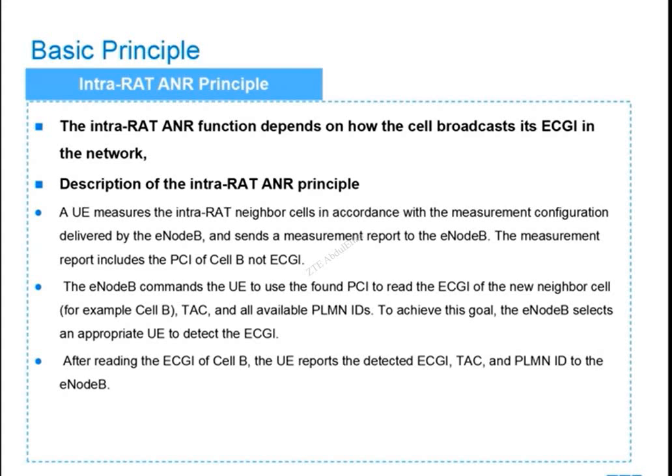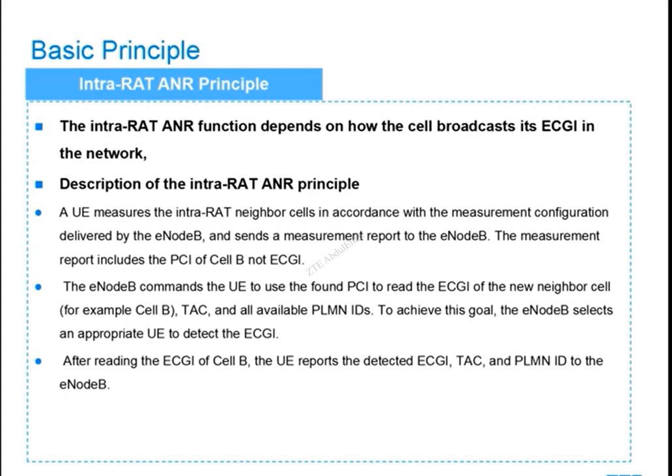After reading the ECGI of cell B, the UE will report the detected ECGI, the detected TAC, and the PLMN ID to the eNode B. Usually, the eNode B does not add the neighbor cell directly after the UE reports the ECGI. We will consider whether this cell should be added to the neighbor relation table. So we will usually use the handover success rate to evaluate it.